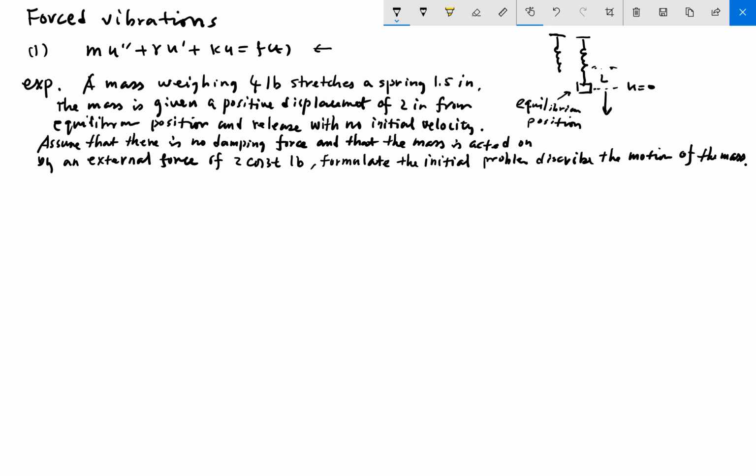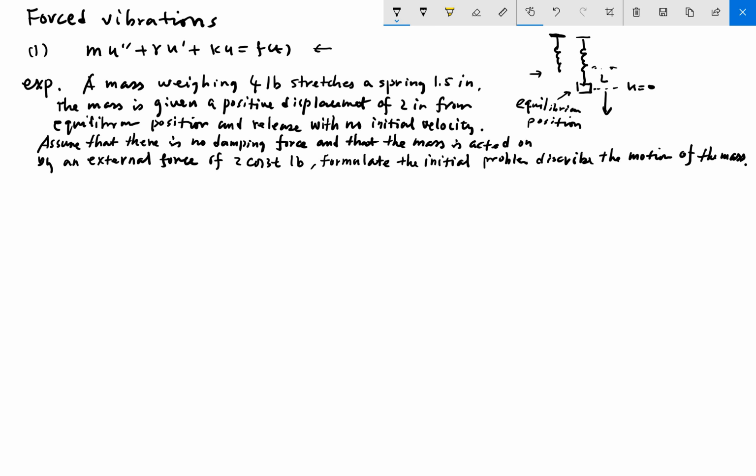Here you have a mechanical spring, and this is the natural length. When you hang some weight, it stretches the spring to the length of L. Then it achieves its equilibrium position, and we let u equal to 0. u here is the displacement, and u going down is the positive direction. Under this setting, we got equation 1.